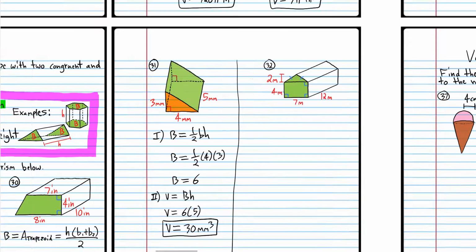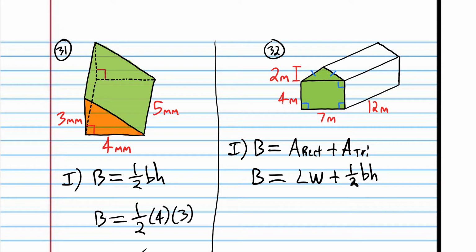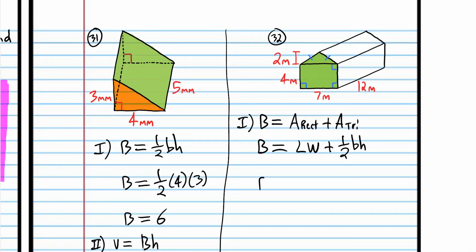All right, we're back. So step 1, the base area is equal to the area of the rectangle, and I should probably draw this out. Area of the rectangle plus the area of the triangle. Area of the rectangle is length times width, as always, and the area of the triangle is 1/2 base times height. Again, all these letters are relative to what you're talking about, so don't get confused by all this. So capital B is equal to 4 times 7 plus 1/2 times the base of the triangle.